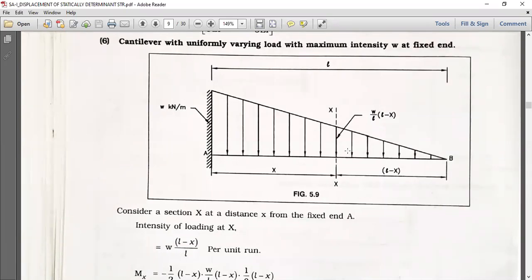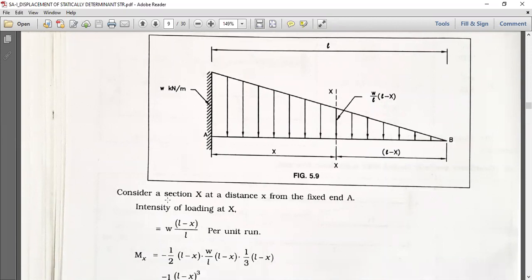Now, a cantilever beam with uniformly varying load with maximum intensity W at the fixed end, as shown in the figure. Consider a section XX at a distance X from the fixed end. Here at the fixed end the W kilonewton load is highest, and here at B it is 0.